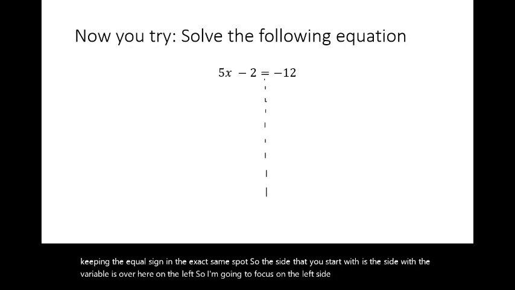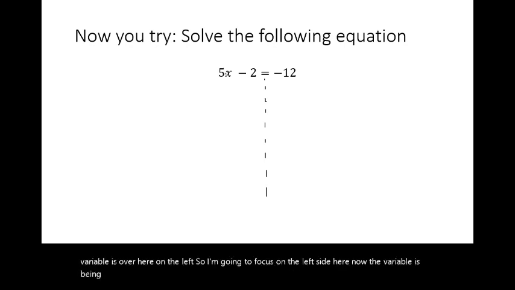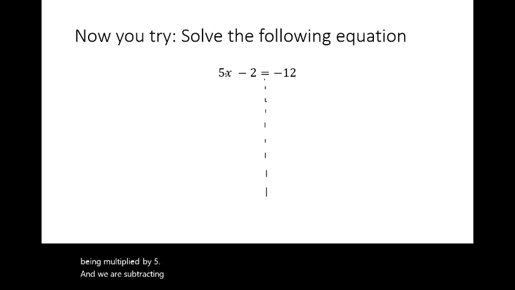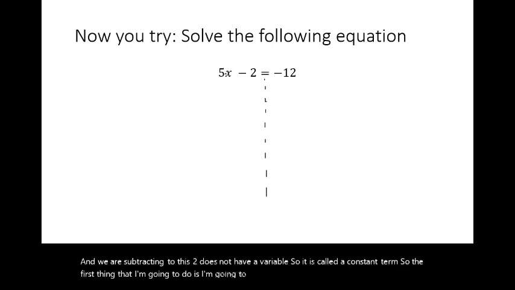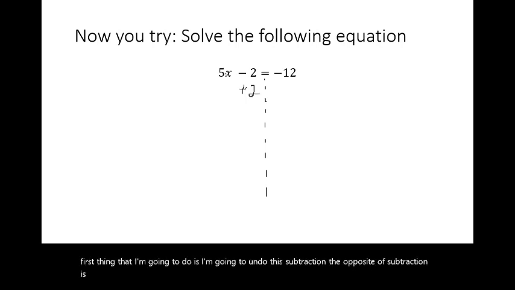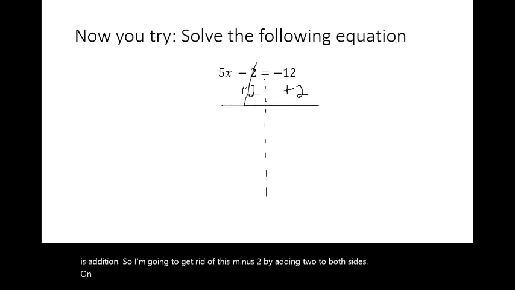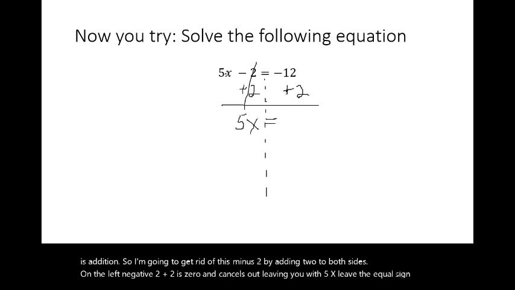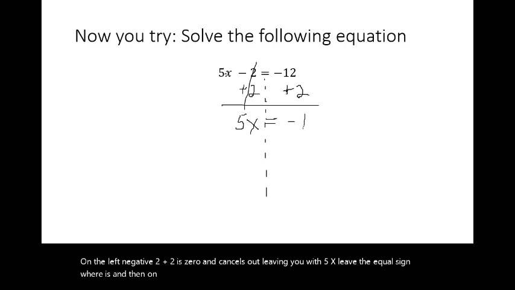Now the variable is being multiplied by 5, and we are subtracting 2. This 2 does not have a variable, so it is called a constant term. So the first thing that I'm going to do is undo this subtraction. The opposite of subtraction is addition. So I'm going to get rid of this minus 2 by adding 2 to both sides. On the left, negative 2 plus 2 is 0 and cancels out, leaving you with 5x. Leave the equal sign where it is, and then on the right, negative 12 plus 2 is going to give you negative 10.